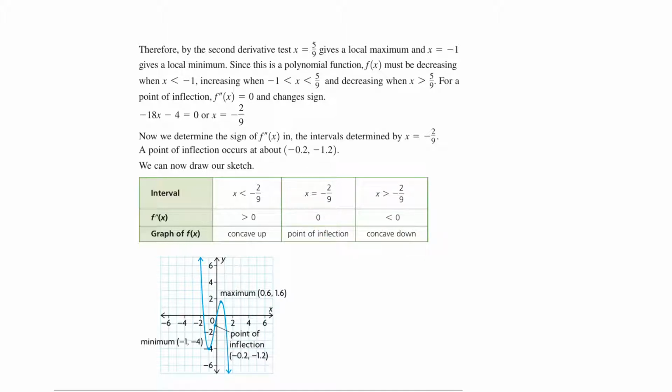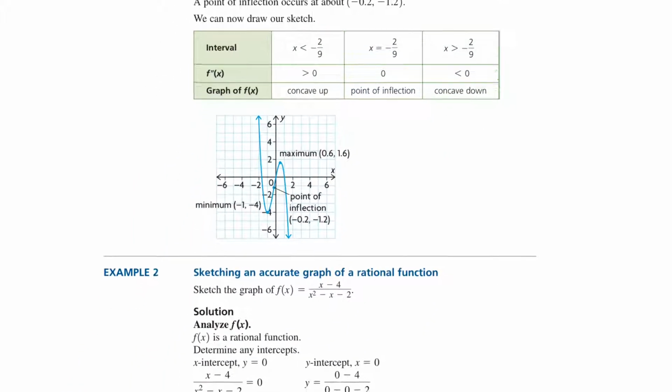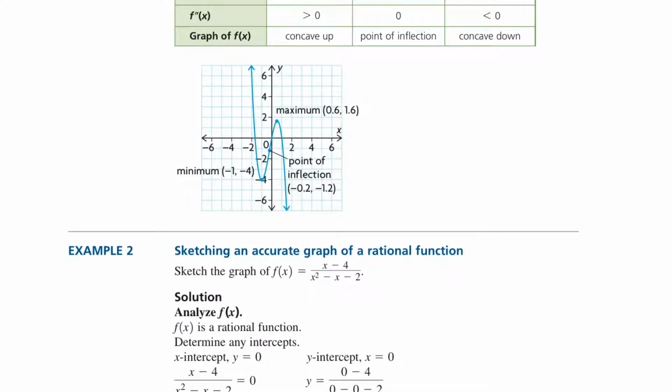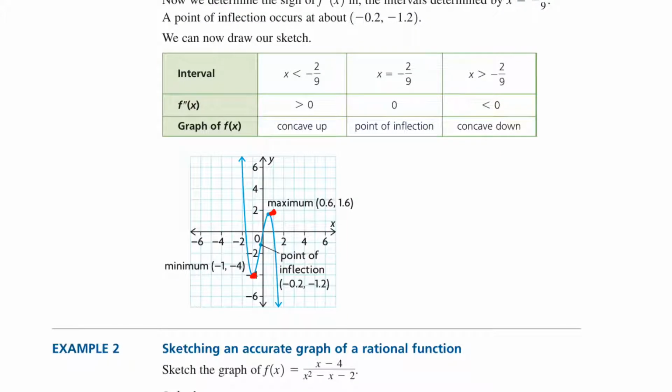By the first derivative test, we found that x equals 5/9 gives a local minimum and x equals -1 gives a local maximum. If we draw the sign chart for the first derivative, we can find the intervals on which the function is increasing or decreasing. We have a minimum, a maximum. We know the point of inflection is at x equals -2/9.